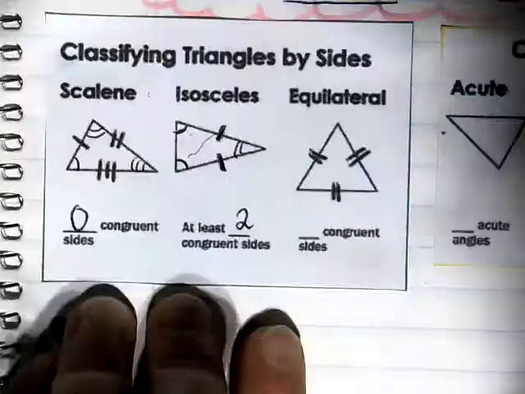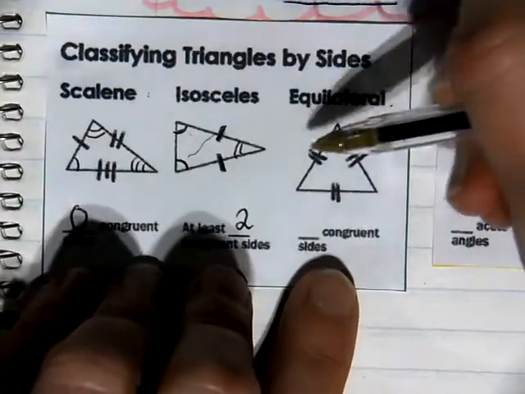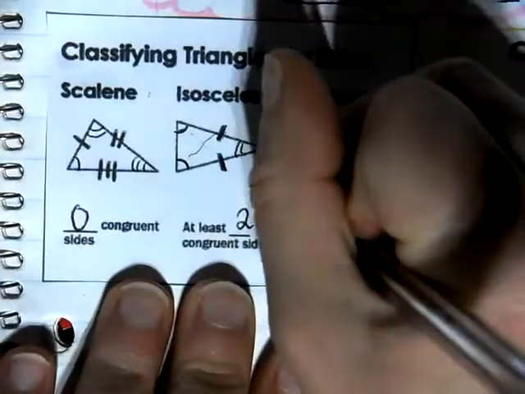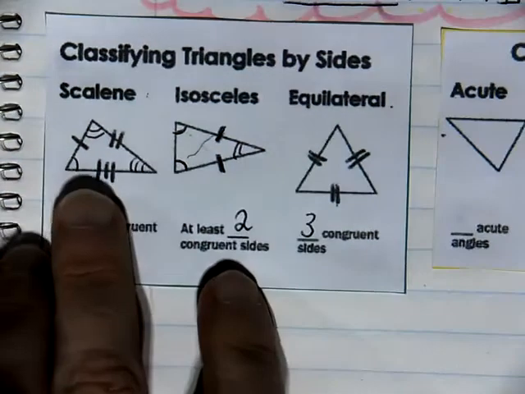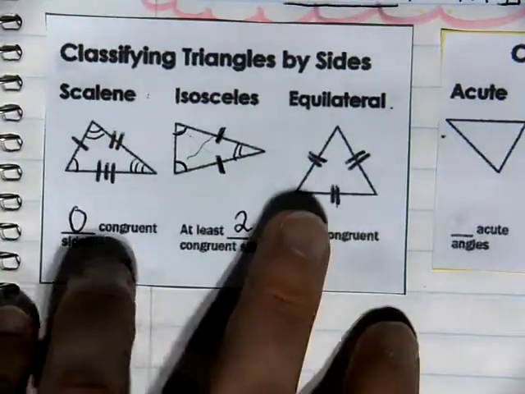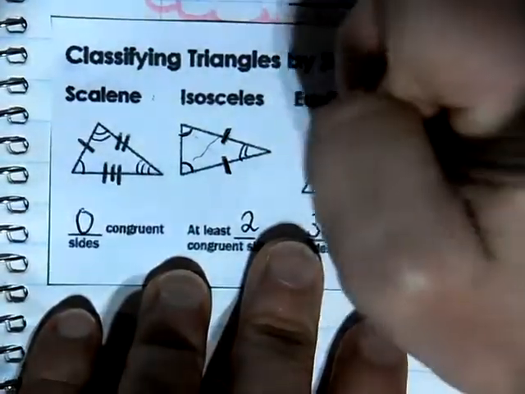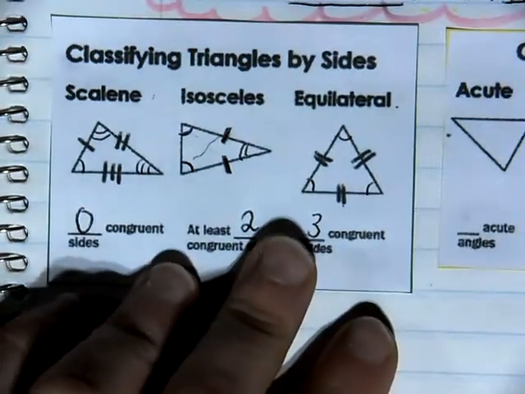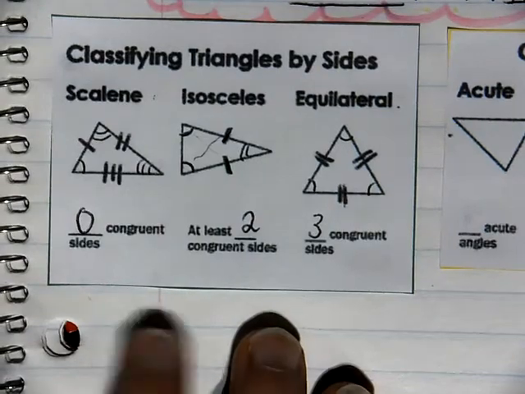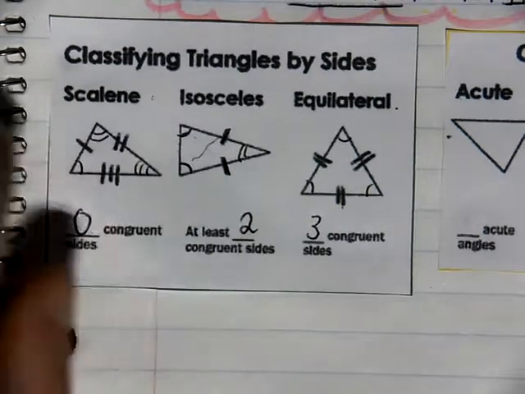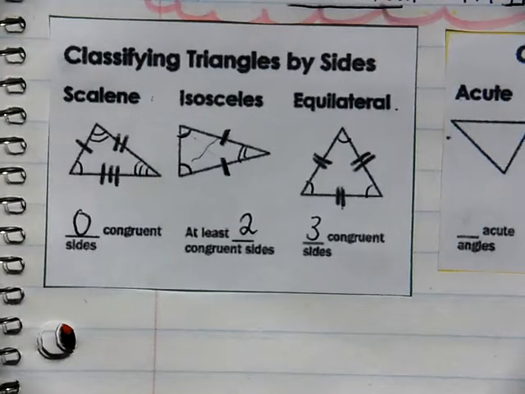And finally, we have equilateral. An equilateral triangle is a triangle that has 3 congruent sides. All of the sides are congruent. And what's really cool is that following along with scalene and isosceles, an equilateral triangle has 3 angles that are congruent as well. So equilateral are also known as equiangular. And I'm going to write that down in just a second. So these are our 3 different types of triangles that we can classify by their sides.